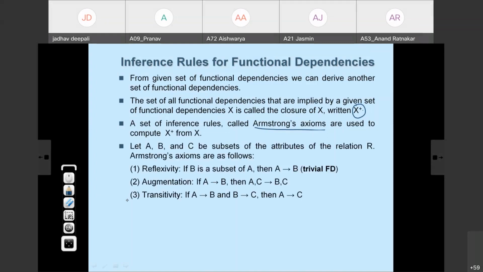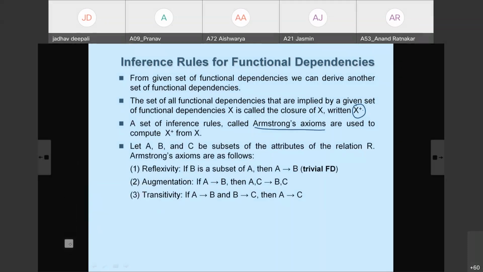There are three major basic rules of Armstrong axioms. What are these major rules that we are going to see first? Let A, B and C be subsets of attributes for the relation R. Maybe a single attribute, maybe a group of attributes. Armstrong axioms means nothing but the rules, as follows. Reflexivity: if B is a subset of A, then A tends to B. If B is a subset of A, then A tends to B, which means it is a trivial functional dependency.